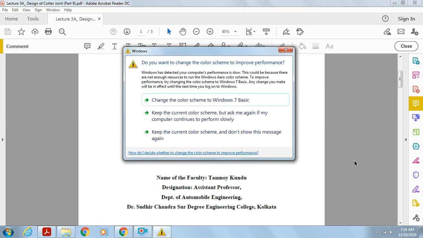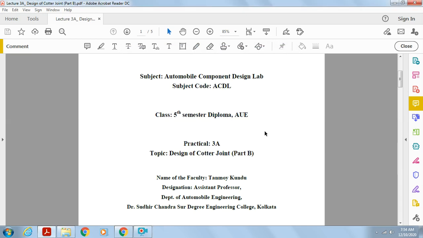As you know, in our syllabus we have mostly the socket and spigot type Cotter joint. So coming back to the socket and spigot Cotter joint, today we'll discuss a numerical part considering the different failure aspects to obtain the design dimensions. So let us start.